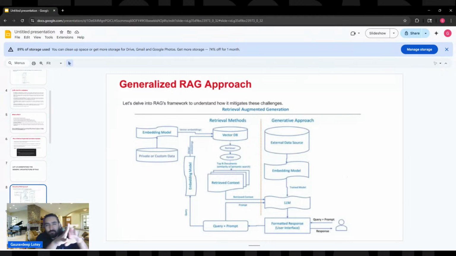Now, in simple terms, if I have to go back and cover the architecture till this point, we have a user. It is asking a query. The query and the prompts are converted into vector embeddings. Our custom database is already converted into vector embeddings. The retriever does what? It retrieves the most matching embedding from our knowledge base to my question. This is the retrieved context. This retrieved context is then passed to the LLM.